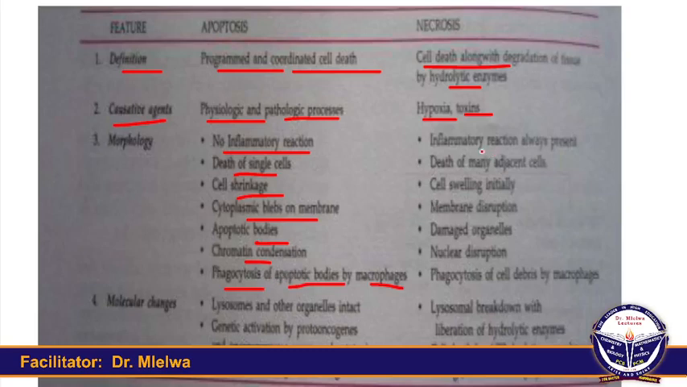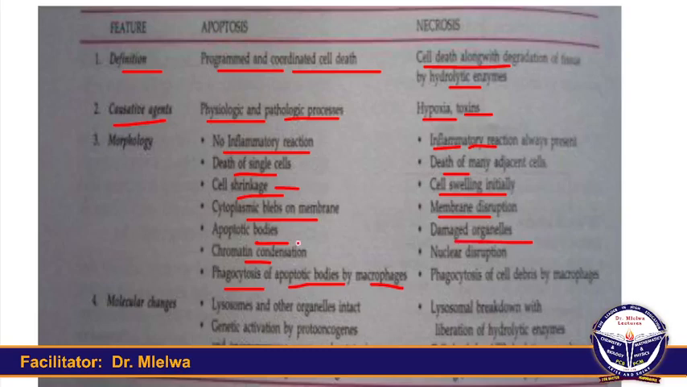Lakini katika morphology kuna inflammatory reaction, inflammatory reaction pale always present, alafu death of many adjacent cells, cell shrinkage, unaona bwana, cell swelling initially, cell inaswell, cell inashrink, cell swelling initially, unaona, kwa sababu inflammation always huwa inainvolve cell swelling, kama ambavyo tunaenda kusoma the cardinal signs of inflammation. Pia kuna membrane disruption, huku kuna membrane blebs, lakini kuna membrane disruption, membrane inaweza kudisrupt kabisa ikavunjika katika irreversible cell injury ambayo inaitwa necrosis.